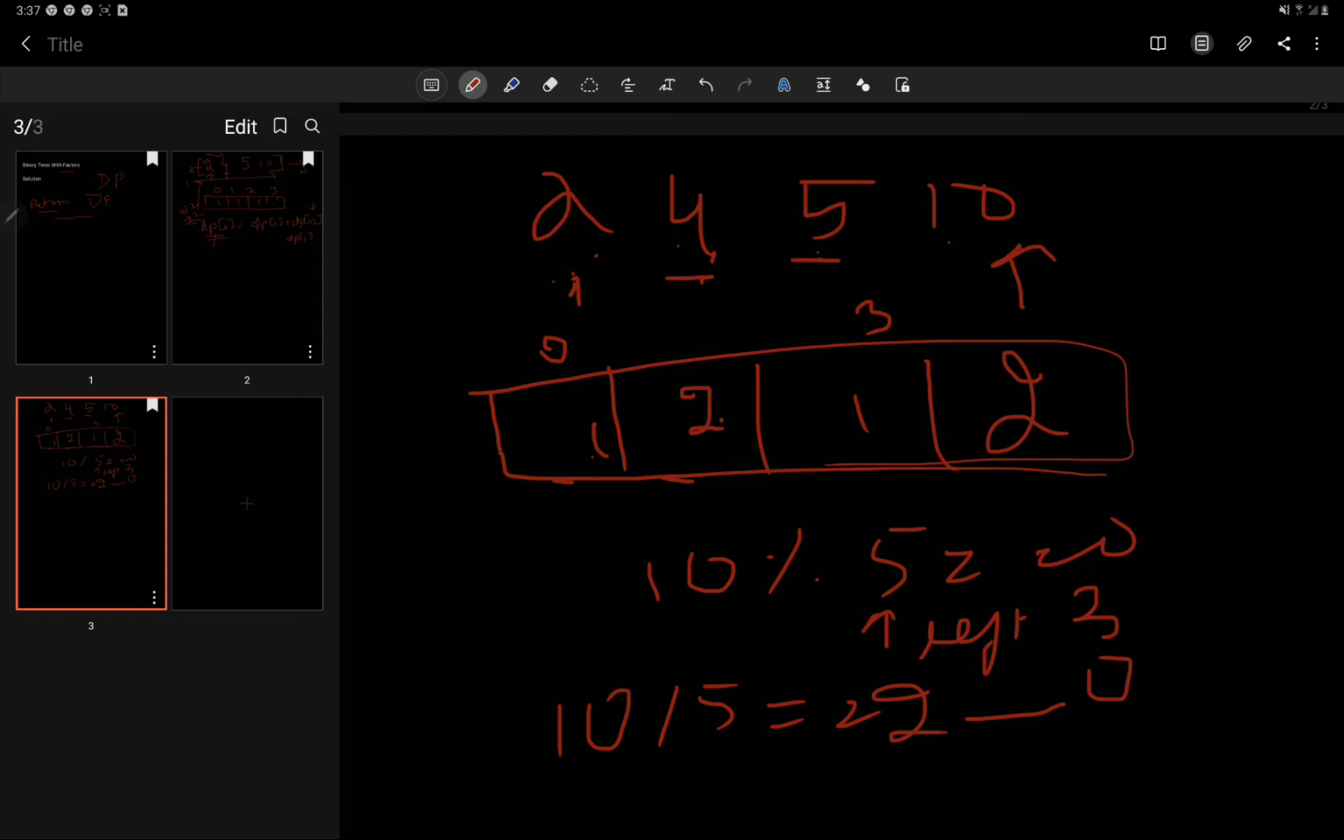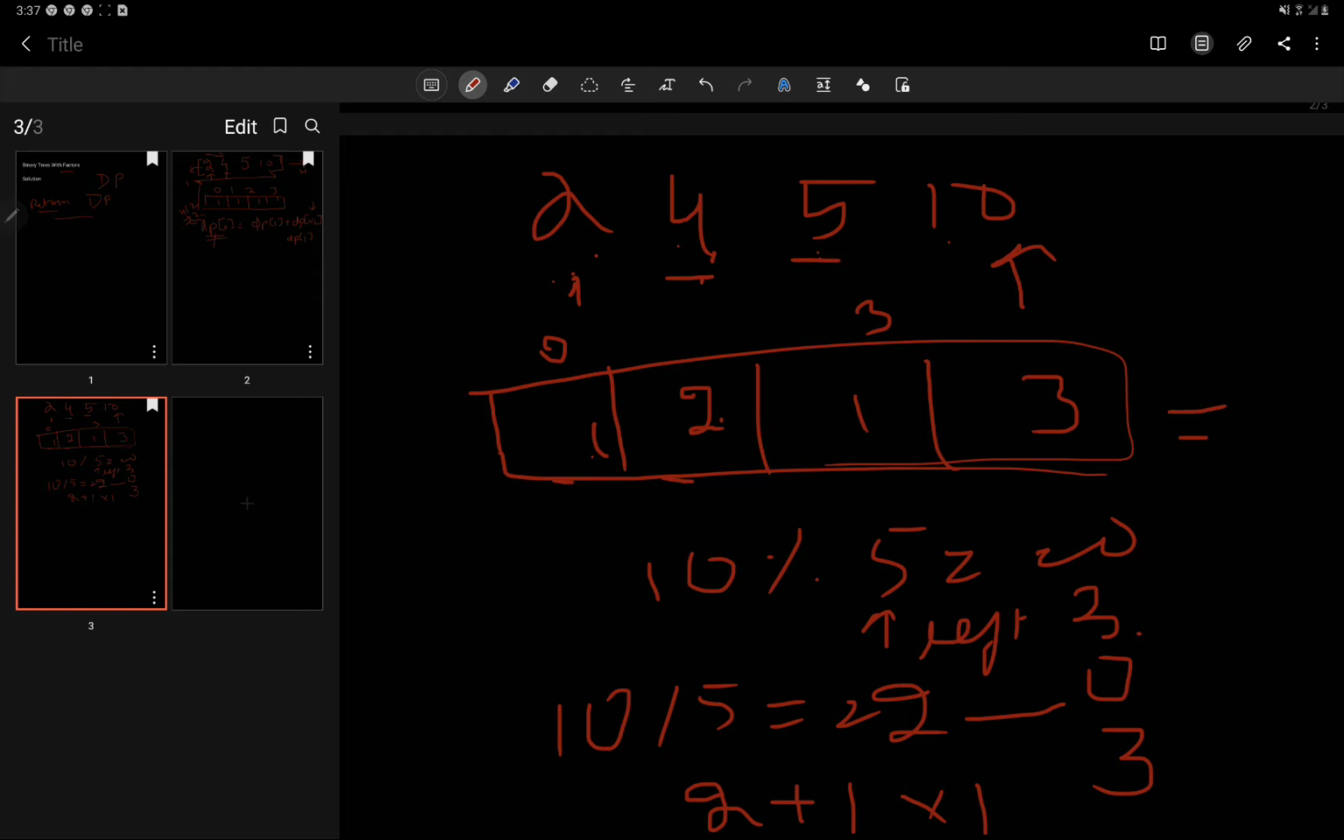So we will do nothing, we will just do 2 plus what is the value at index 3, that is 1, into what is the value at index 0, that is 1. So 2 plus 1 into 1, and 1 into 1 will be 1. So 2 plus 1, that is 3. So this will be updated to 3.